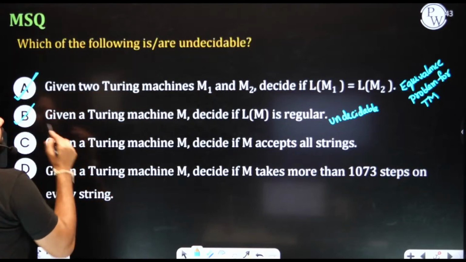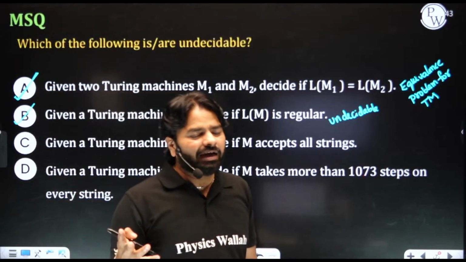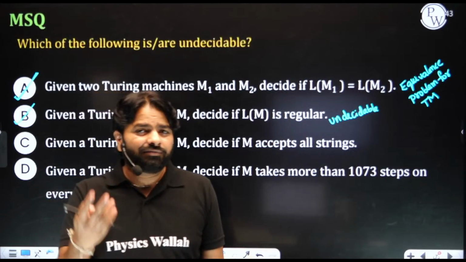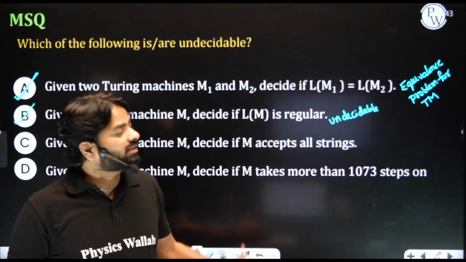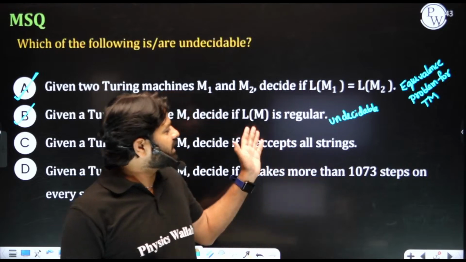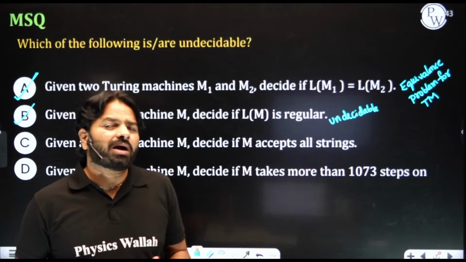Okay, given a TM, is it accepting a finite language? Is it accepting a regular language? Is it accepting an infinite language? Is it accepting a context-free language? Is it accepting a context-sensitive language? Is it accepting a recursive language? All these problems are undecidable.